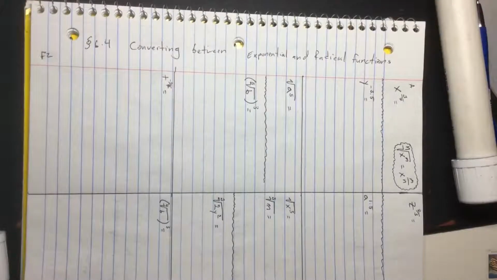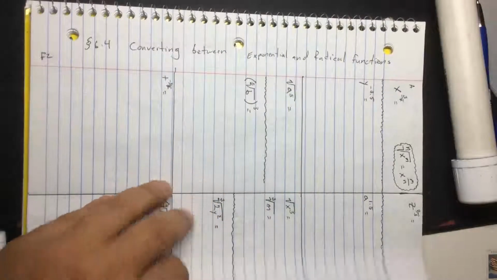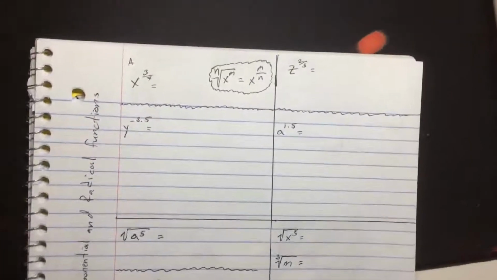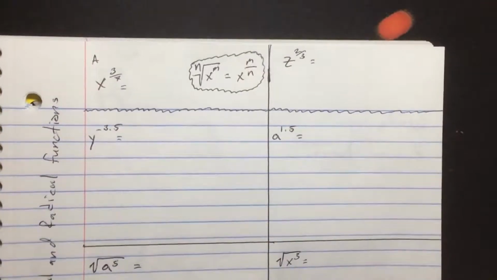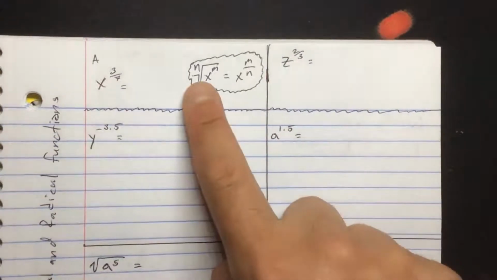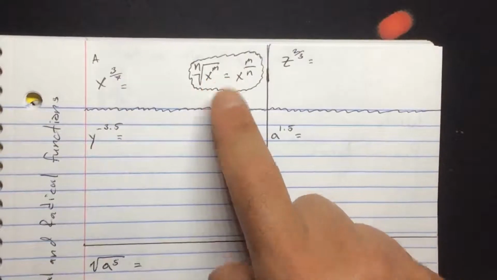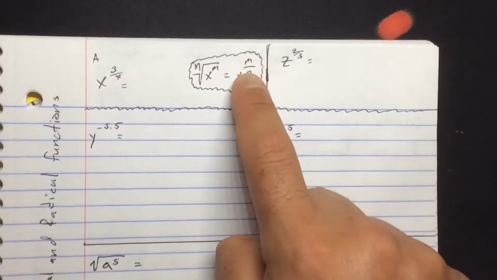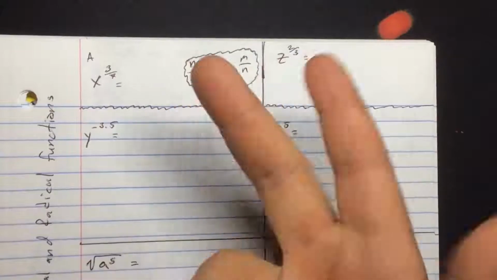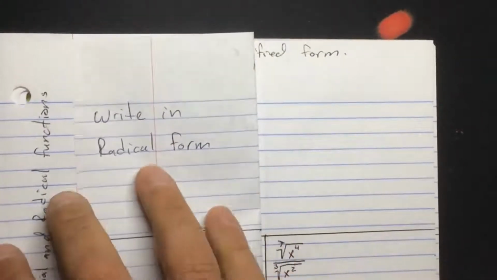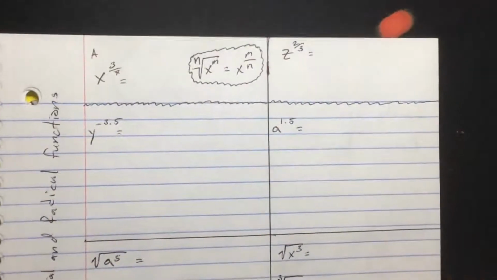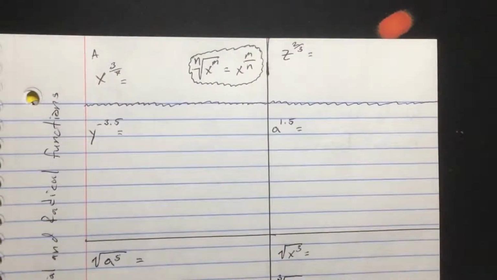This is the foldable number 2 of section 6.4, converting between exponential and radical functions. So we're going to go ahead and get started with the first set, which has 4 that we're going to work on. This one, once again, is working on the nth root of x to the n power is equal to x to the m over n, or you can switch these vice versa. The first two we're going to be writing in radical form. It's relatively easy for this one.